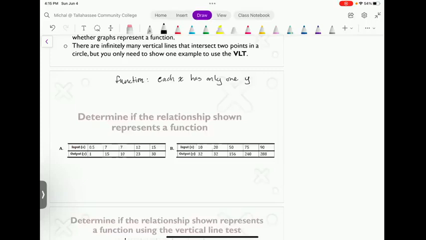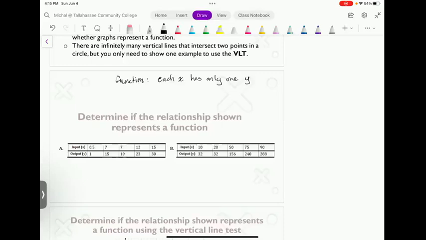In a table, I just look at the inputs and I want to make sure that if there's a single input, that there's only one possible output associated with it. So let's look at table A. I look at the input of 0.5. The only way there could be another output than 1 for 0.5 is if 0.5 was in this table again and had a different output.